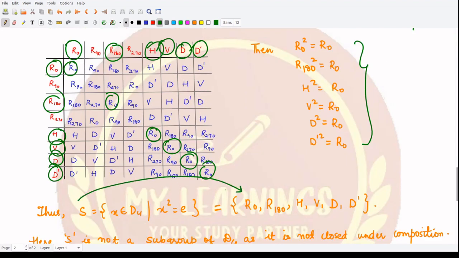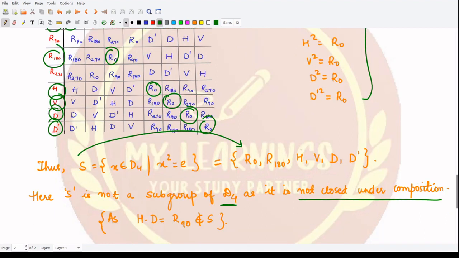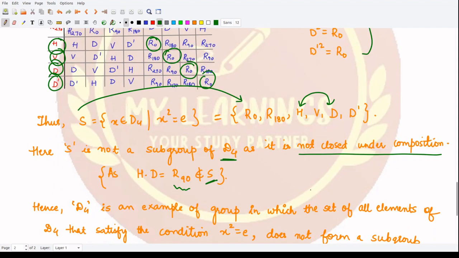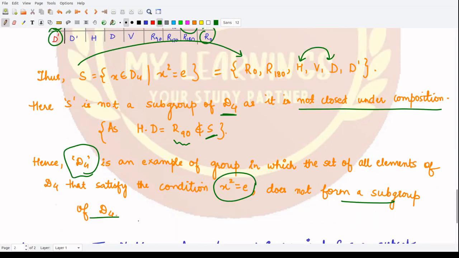Now we have to prove that this is not a subgroup. Clearly it is not a subgroup of D4. Why? Because it is not closed under the group operation of D4. If you compose H with D, you get the result R90, and R90 is not present in S. So this is not closed, hence this is not a subgroup of D4. Hence we obtain a group D4 such that the set consisting of all the elements satisfying this condition does not form a subgroup of D4. This is what was required.